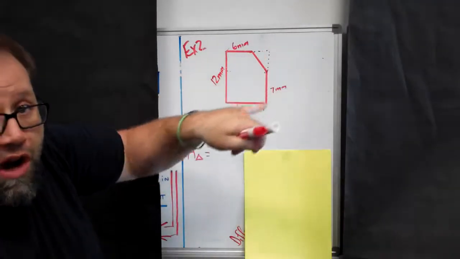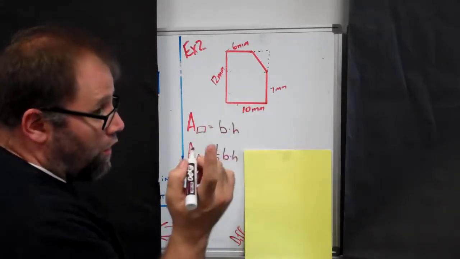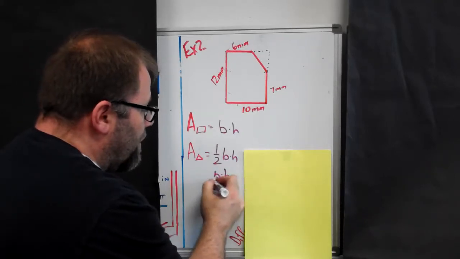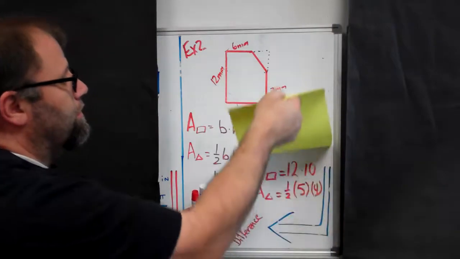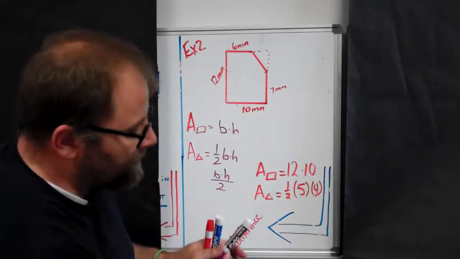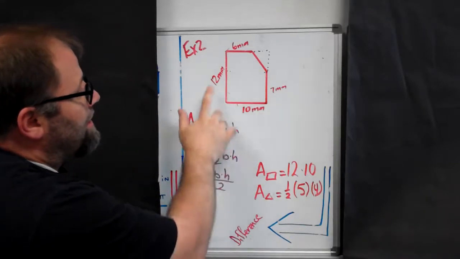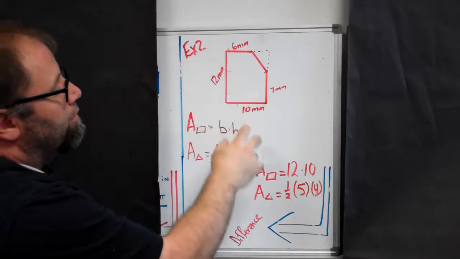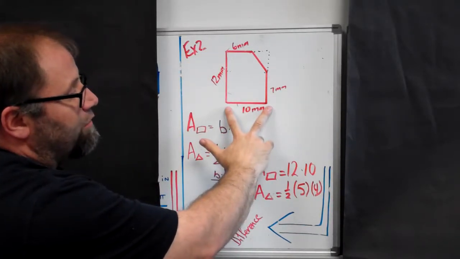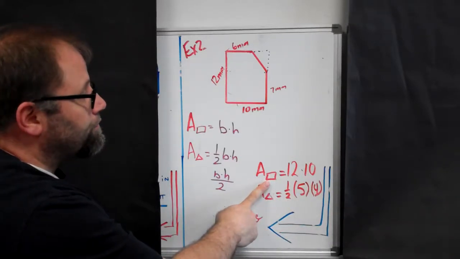Then we need to find this triangle, 1/2 base times height, or for those of you who prefer base times height divided by 2. Then we punch in our numbers. Here we know our base times height is 12 millimeters, that's the full length of that side, multiplied by the full length of this side, which is 10 millimeters, giving us the area of the rectangle.